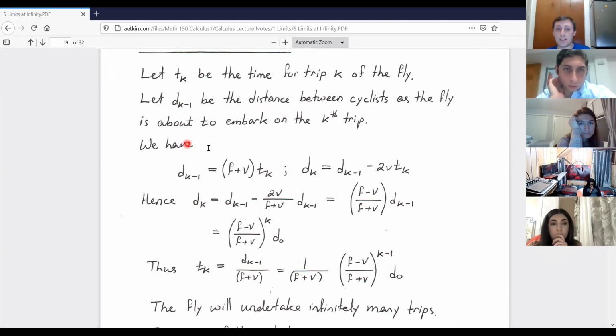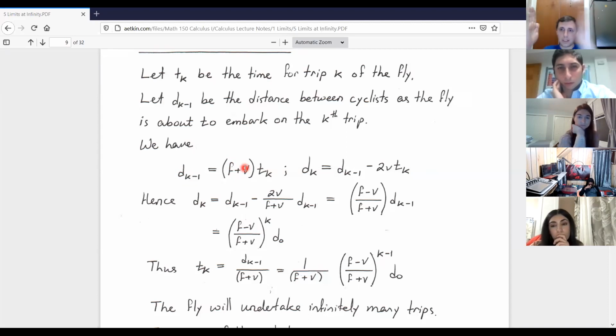So what I say is that the distance that remains between the cyclists after the (k-1)-th trip is a distance that will be covered if I add the distance traveled by the fly plus the distance that is traveled by the guy coming towards the fly. You understand? It's the same situation as with the two cyclists coming.